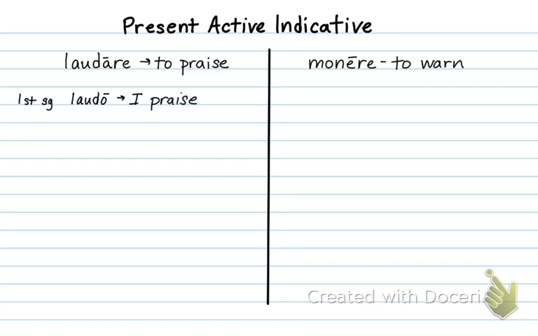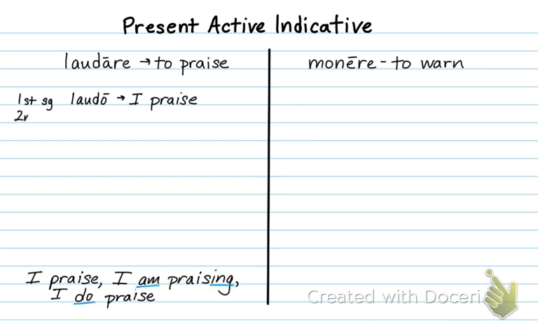Remember that in English, there's many ways to represent the present tense. It could be I praise, or I am praising, or I do praise. All of these things are represented by the Latin laudo. So in this instance, the English is more expressive. It denotes more detail, but the Latin is shorter. Pros and cons of English versus Latin.